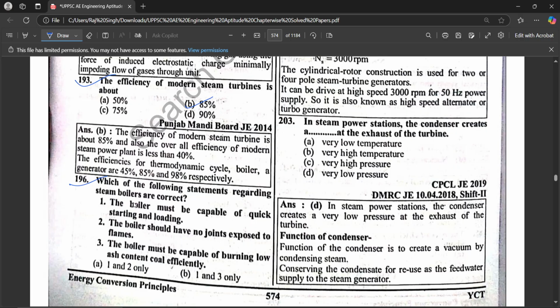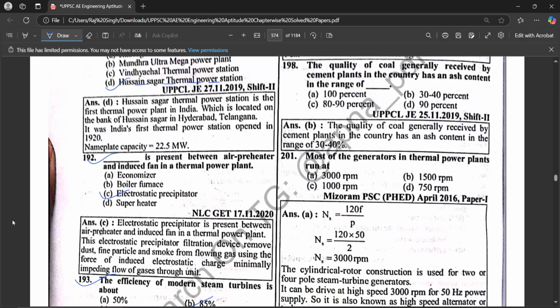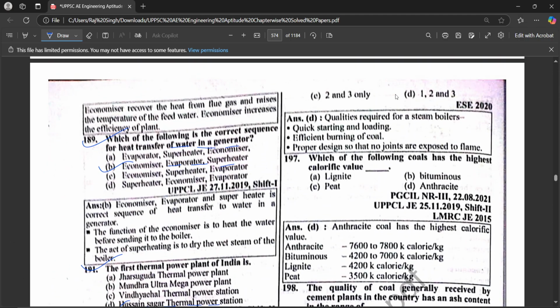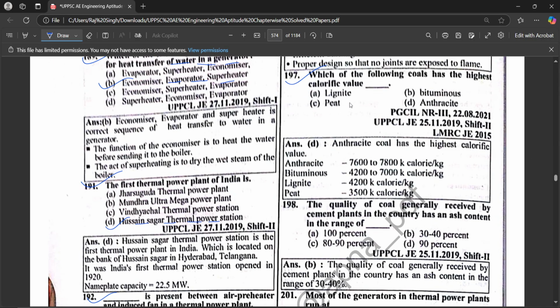Which of the following statements regarding steam boilers are correct? The boiler must be capable of quick starting and loading. The boiler should have no joint exposed to flame. The boiler must be capable of burning low-grade coal efficiently. Hence, all of the options are correct. Which of the following coals has the highest calorific value? Anthracite.